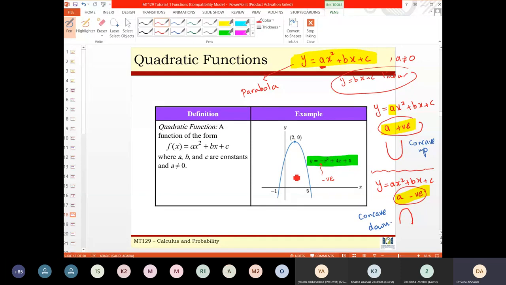The function is a rule. The function is a rule. Every x will get a y. Example of a function, if I have f of x equal to x squared, I call this y. Every time I put a value of x, a value of y comes out. In Arabic we call it the function.